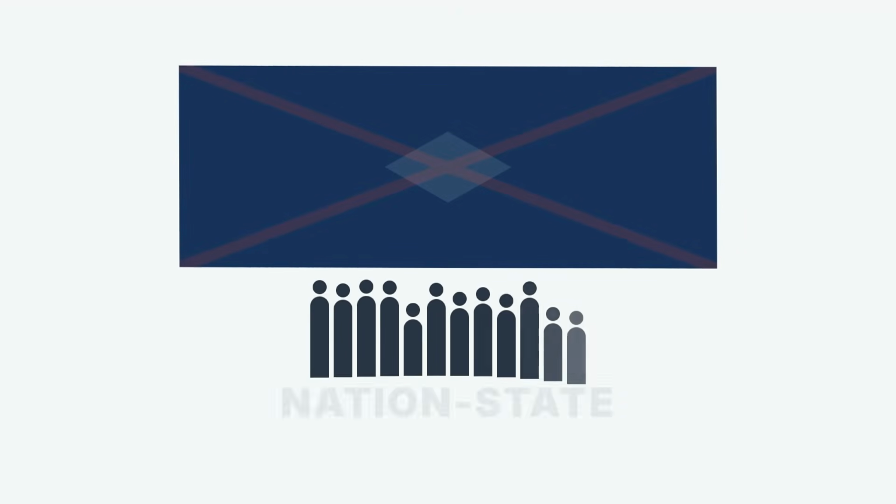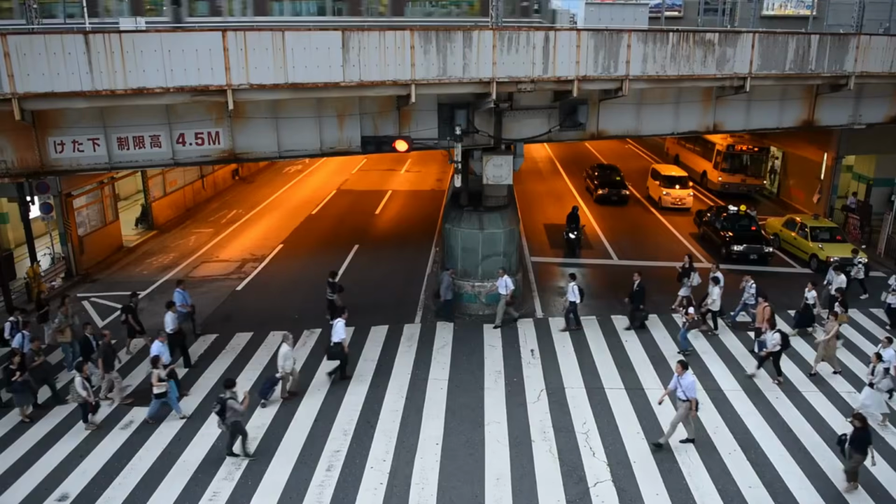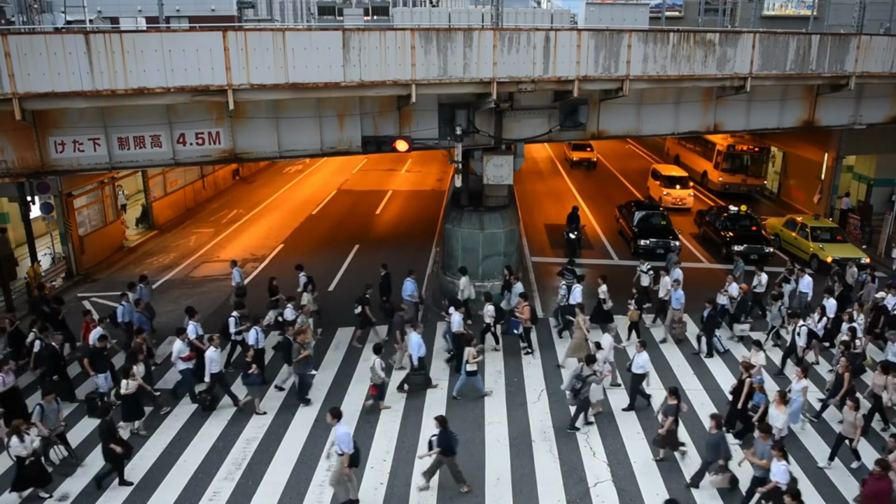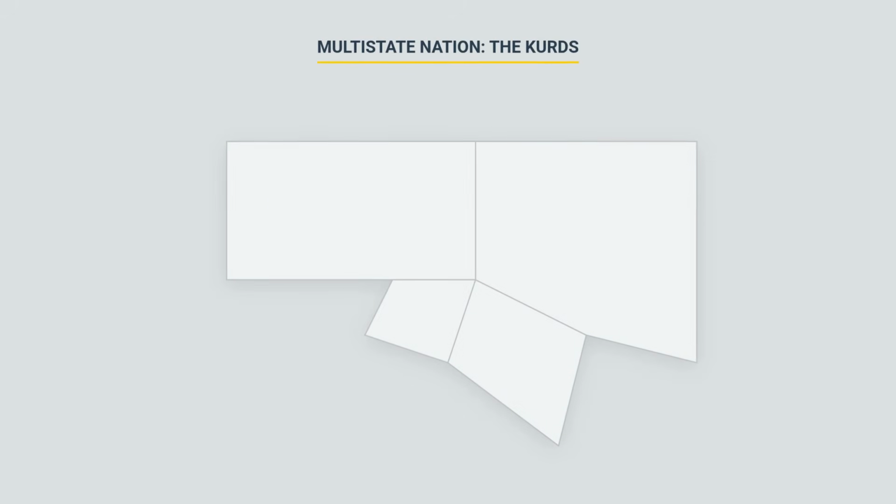Sometimes a nation matches a state. This is called a nation state. Japan is often used as an example because most people share a common national identity. However, nations and states do not always match. The Kurds are a nation spread across several countries, making them a multi-state nation.